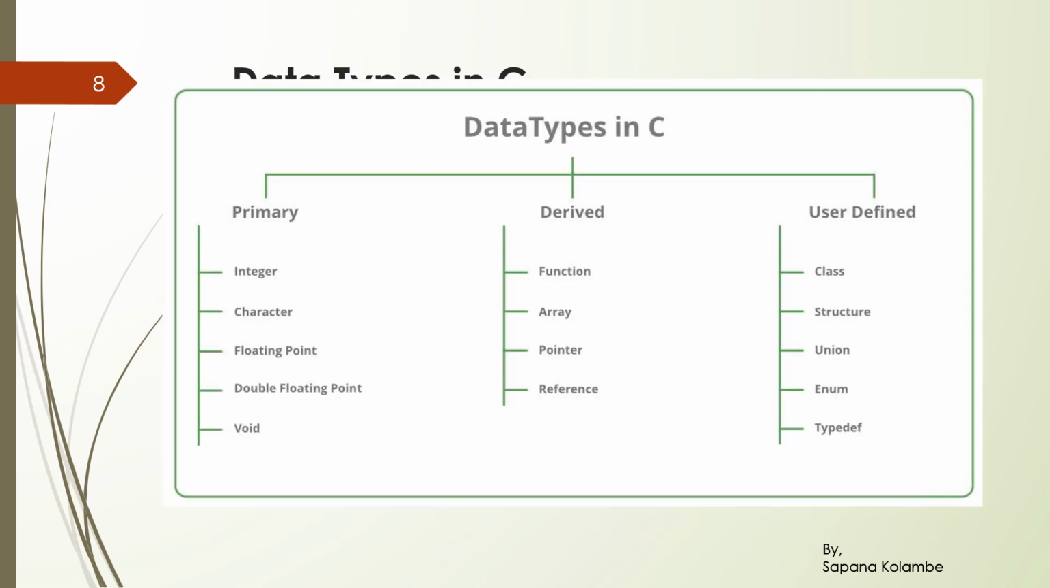So these are the different data types available in C. The primary data types are integer, character, floating point, double floating point and void. The derived data types, which the user creates, are function, array, pointer and references. The user defined data types, which the user creates, are class, structure, union, enum and typedef. We'll see the primary data types in C.